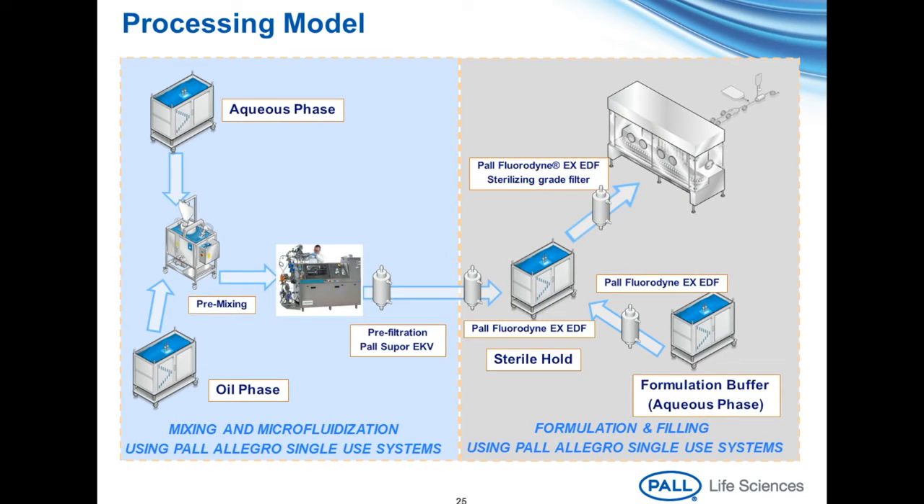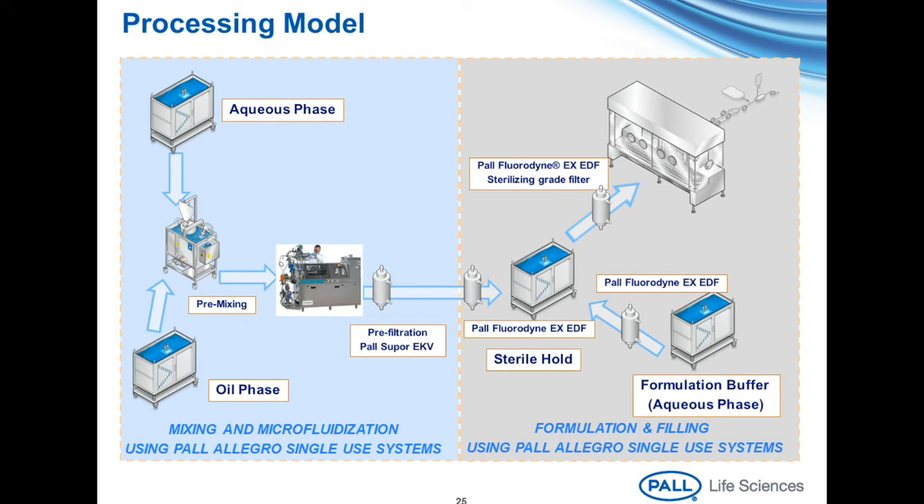Here I've created a large-scale processing model. This model may not represent your process, but I use this to provide a pictorial representation of what can be possible now that we have a consistent strategy. At the left of the slide, both aqueous and oil phase are mixed together in a premix step. Here I'm using a single-use mixer with a direct bottom-mounted drive, our Pall Allegro mixer, to mix the phases together prior to microfluidization. Note that I've placed a representation of Supor EKV directly after the microfluidizer and prior to Fluoridine EX-EDF.